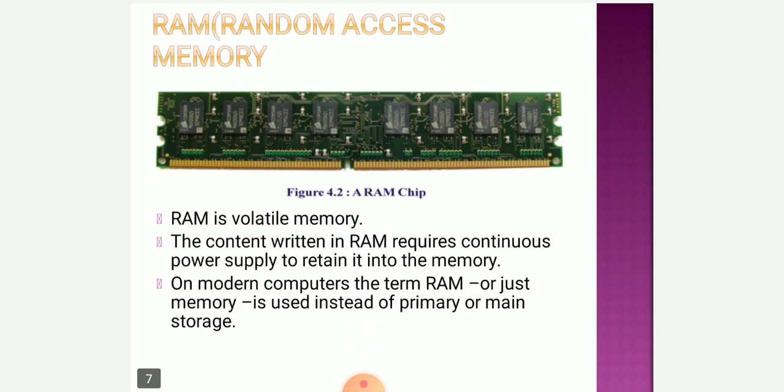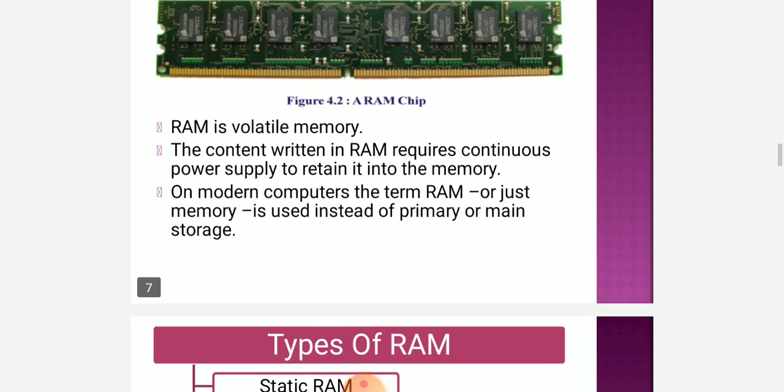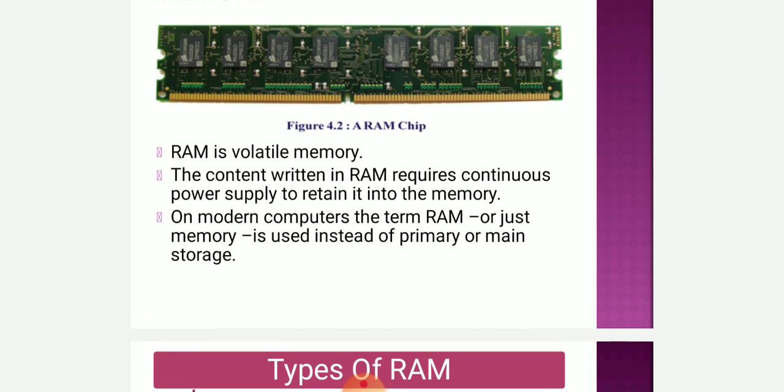Now this is RAM. You can easily see this is the picture of RAM. The full form of RAM is random access memory. RAM is also a volatile memory. The content written in RAM requires a continuous power supply to be retained in the memory. It means if your power supply is on, all the data stays stored in the RAM memory.